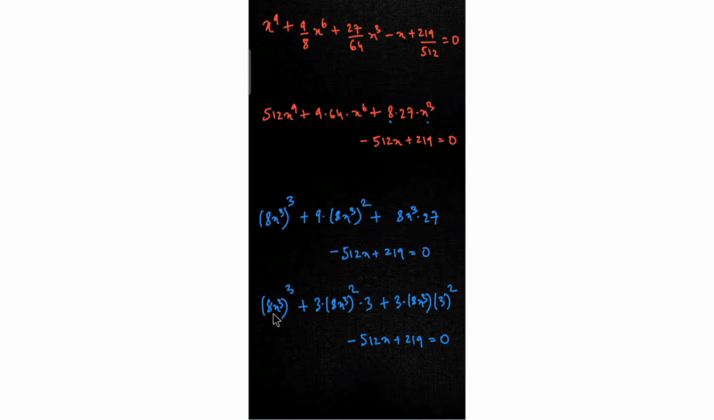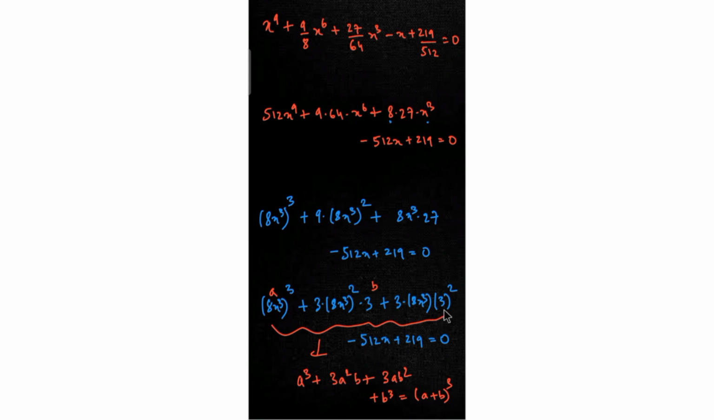Fine. So if I assume 8x cube to be some a and 3 to be some b, then I have got this into this form, right? This whole stuff I've got into this form: a cube plus 3 a square b plus 3 a b square, where I am assuming 3 is b and 8x cube as a. But if I add plus b cube to here, we are going to get a plus b whole cube. Fine, right? So the b cube term is missing.